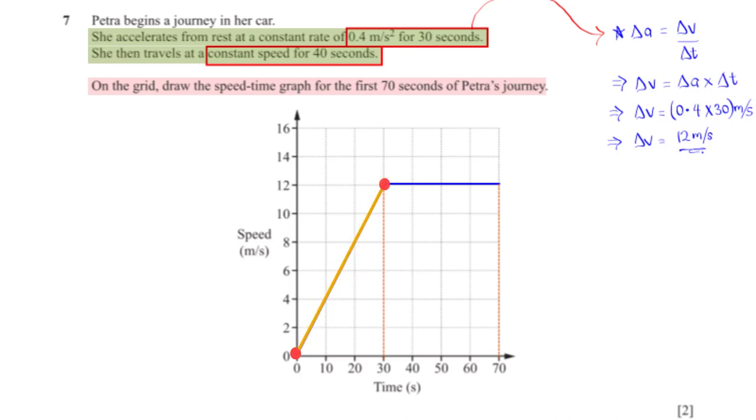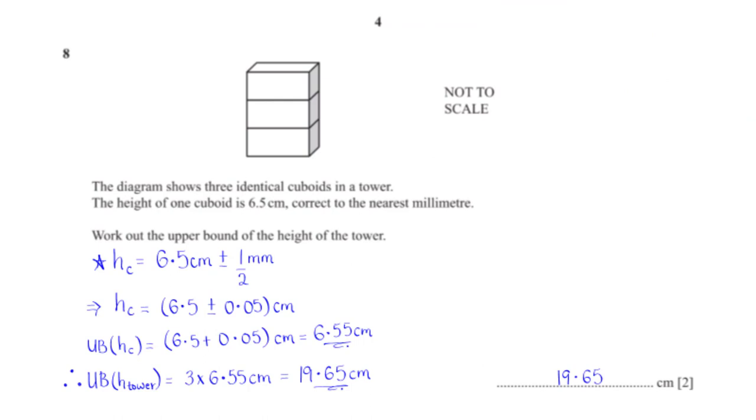And finally, we know that she travels at a constant speed for the remaining 40 seconds of her journey. Since her speed at t equals 30 is 12, she maintains this speed from t equals 30 to t equals 70. The diagram shows three identical cuboids in a tower.